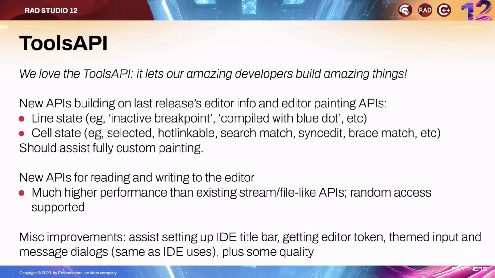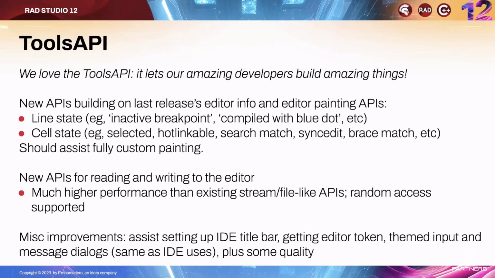Similarly, we recently added comprehensive support for painting in the code editor, as well as getting information about the code editors and what's on screen. And in 12.0, we've continued to evolve that. You can now query more information about each line, such as if it has a blue dot or some other general line status, or each cell, which is each character effectively, such as if it's part of SyncEdit. This means that, if you wanted to, you could fully custom paint the editor, and it certainly means that any markup or additions you want to add can be done with access to full information.